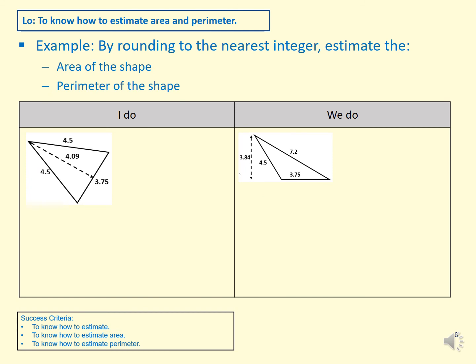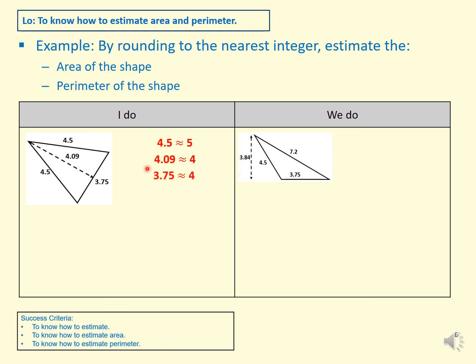And here we have more examples on triangles. Again, the question is rounding to the nearest integer, finding the area and perimeter. So the first step was to round every single one of those lengths to the nearest integer. 4.5 rounds to 5, because the digit after the decimal point is 5, so you round 4 up, which gives 5. Then for 4.09, the digit straight after the decimal point is 0, so I keep 4 as it is.